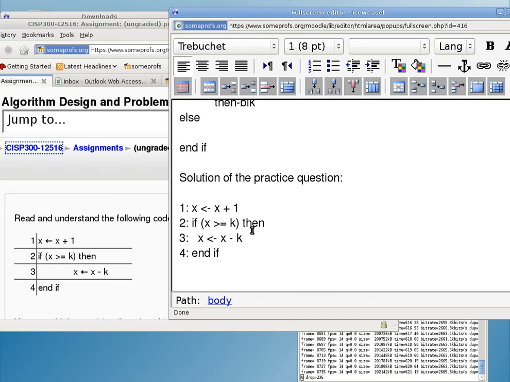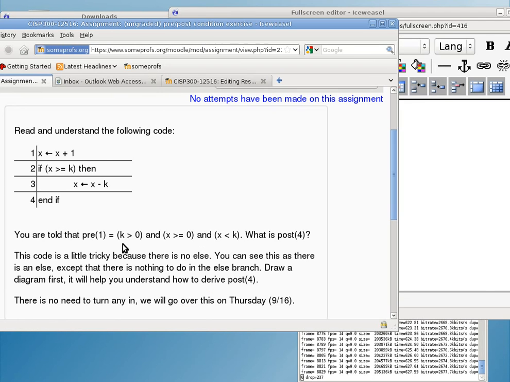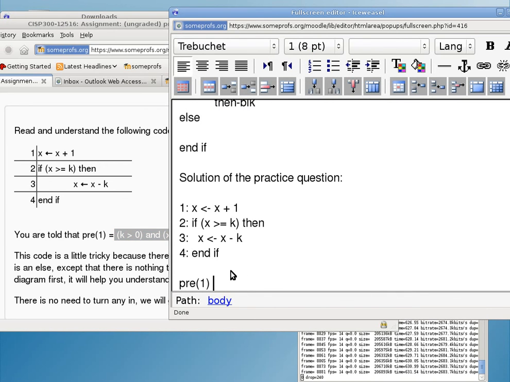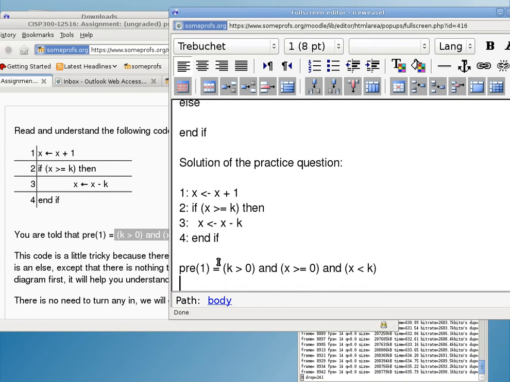how would I figure out the pre and post condition of this entire thing? The precondition of line 1 is given to me. So that part I do not have to worry about. It is just given to me as such. Okay. The next step is to figure out what is pre-2 or post-1. Well, post-1 is the same as pre-2.